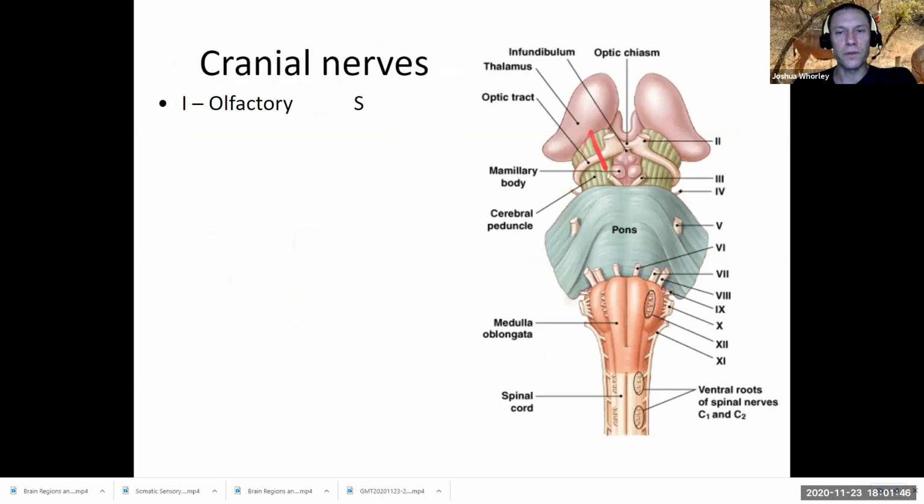Let's look at these cranial nerves. Front to back is easiest. And if you think about this, we'll just go front to back, right? And we'll look at these cranial nerves.